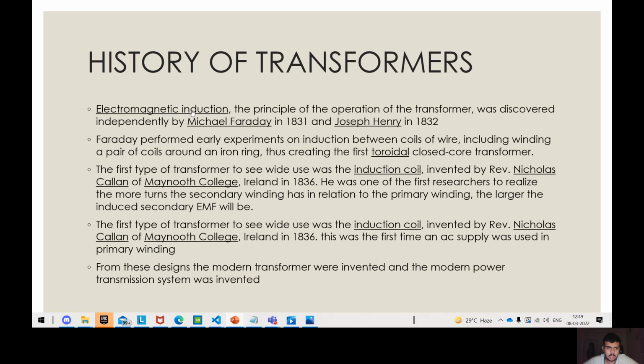Basically, this is based on electromagnetic induction. The principle of operation of the transformer was discovered independently by Michael Faraday in 1831 and Henry in 1832. So basically, this is some information about the experiments which Faraday and other people performed, which led to the discovery of the modern transformer. Finally, from these experiments, the modern transformer was invented and the modern power transmission system was developed.